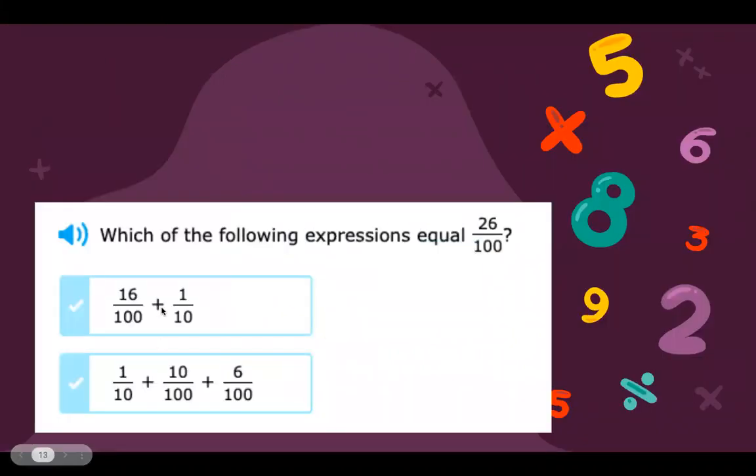Same thing. Okay, it says which of the following expressions equals 26 hundredths? Okay, so this one is not 100. So we're going to make it 100 by multiplying it by 10 tenths. Okay, when we do that, it makes it 10 100ths. And so this one's going to be 26, and it's going to stay 100 because both denominators are 100. And this is the only one here that doesn't have it. So once again, 26 100ths. Do they both equal 26 hundredths? Yes, they do.